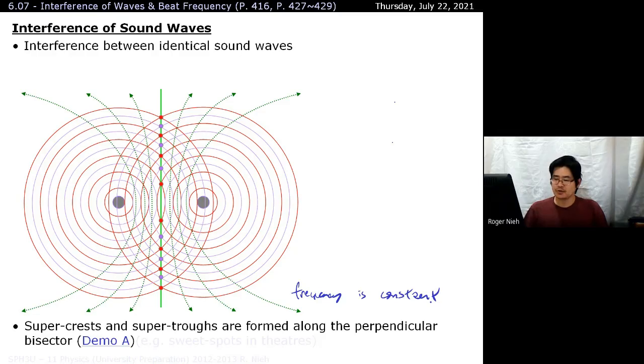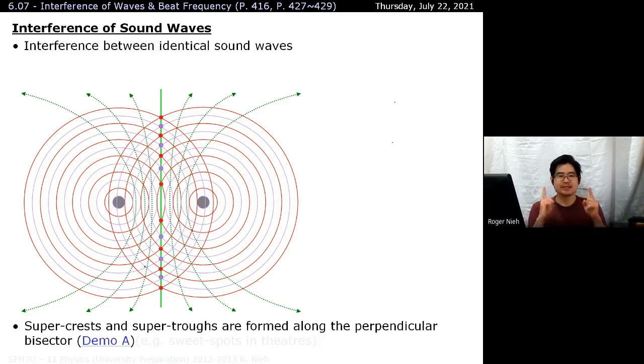You'll see that in all these curves over here, I know I didn't draw it perfectly, but either you're sitting where a crest meets a crest or where a trough meets a trough. These are regions known as constructive interference. Okay, so the green lines are regions of constructive interference. These are the best seats in the house.